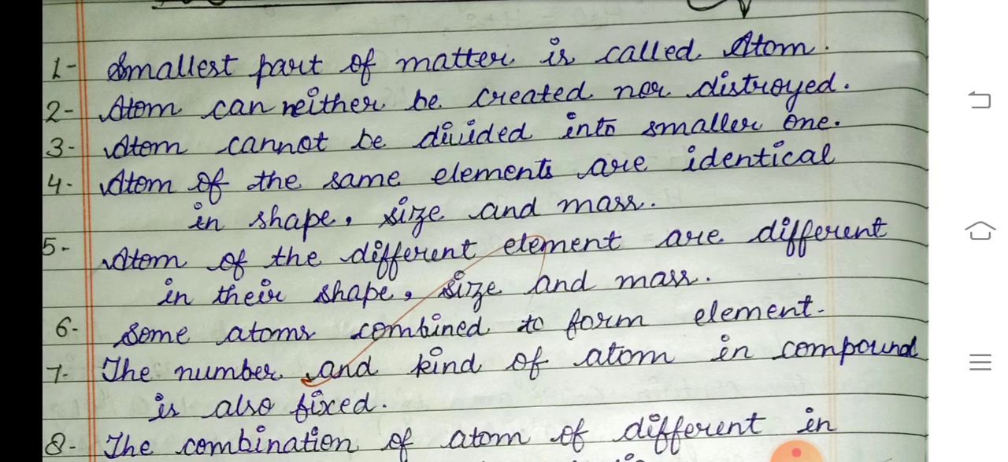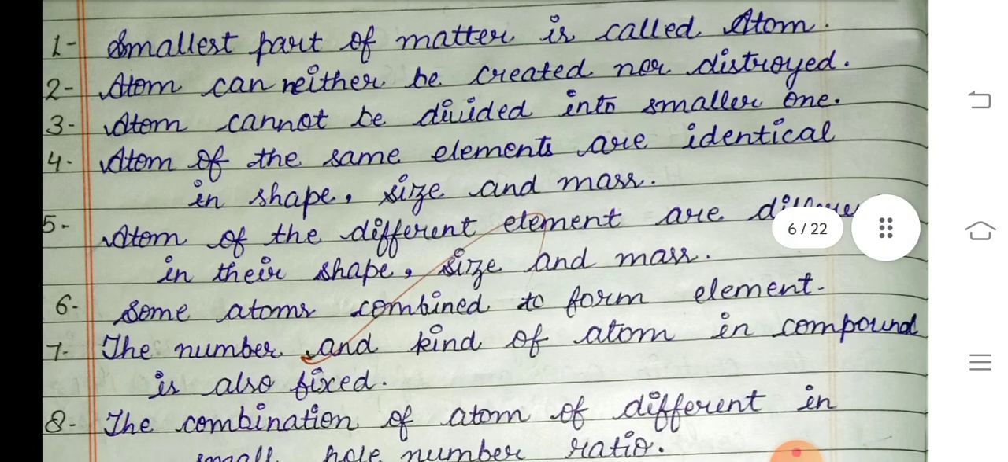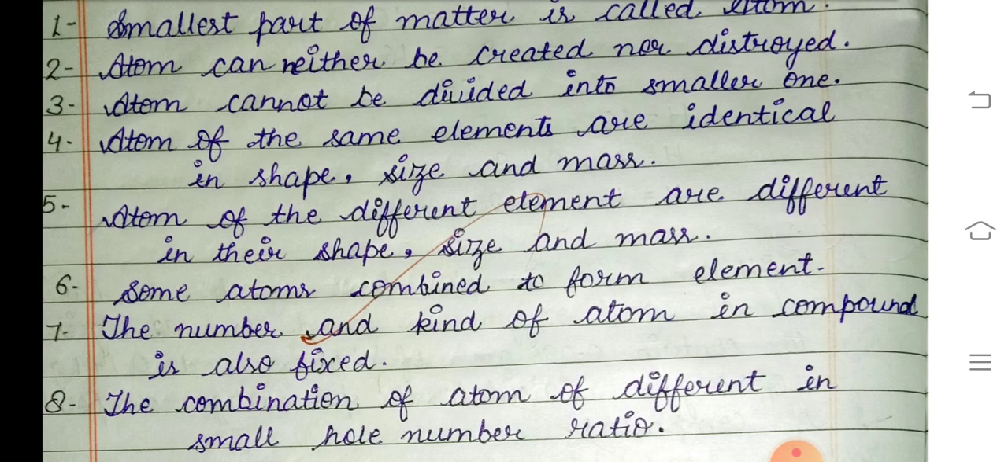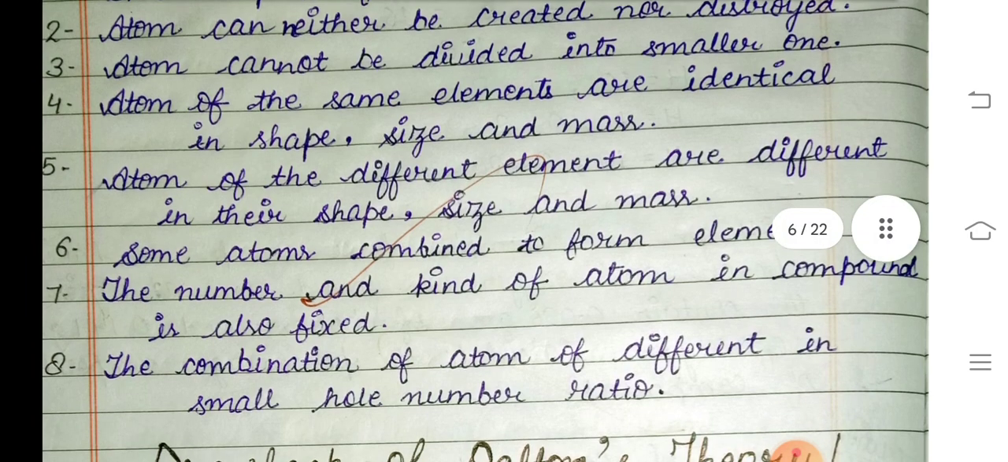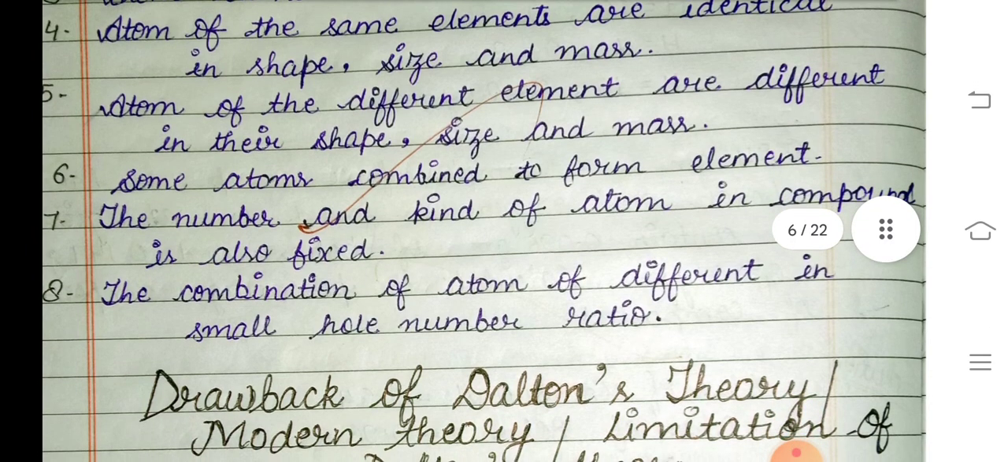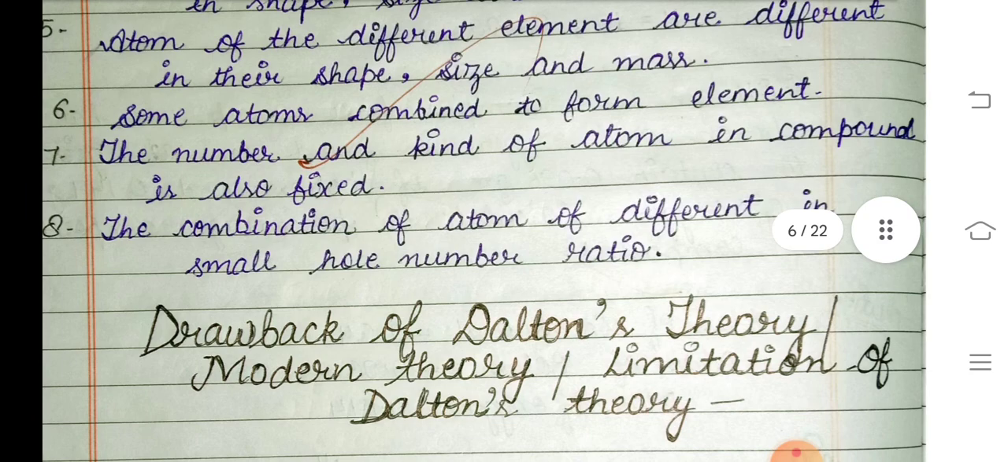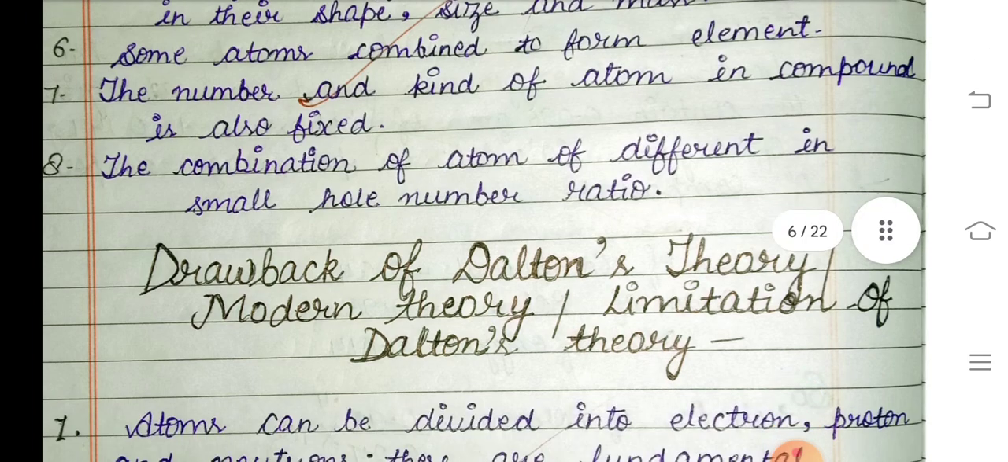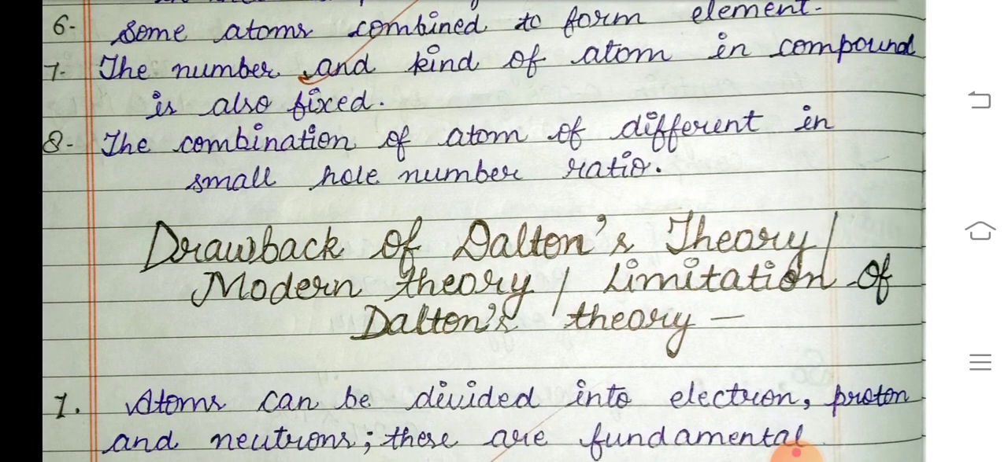That is, the smallest particle of matter is called an atom, and an atom can neither be created nor destroyed. An atom cannot be divided into a smaller one. Atoms of the same element are identical in shape, size and mass, and atoms of different elements are different in their shape, size and mass. And the sixth one is some atoms combine to form a compound, and the number and kind of atoms in a compound is also fixed. So always remember that a compound is always in a fixed proportion, right? The combination of atoms of different elements is in a small whole number ratio.